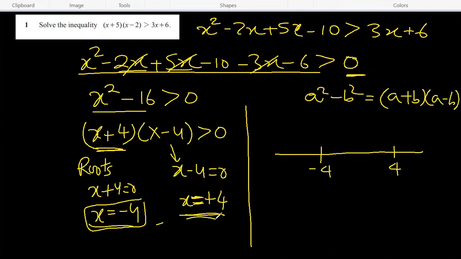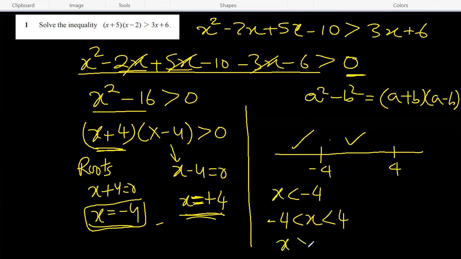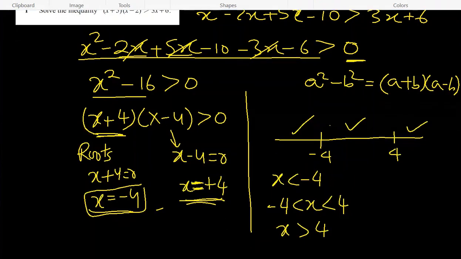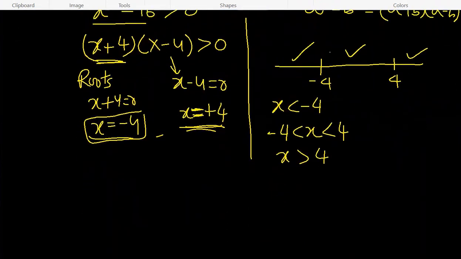Our answer will be either in this range, x is less than minus 4, or in this range, which is between minus 4 and positive 4, and the third option is x is greater than 4, which is this. Now, how do we decide which one is the right answer? So we substitute any random number which is less than minus 4 into our inequality and see if it is giving us the required number, which is a positive number.